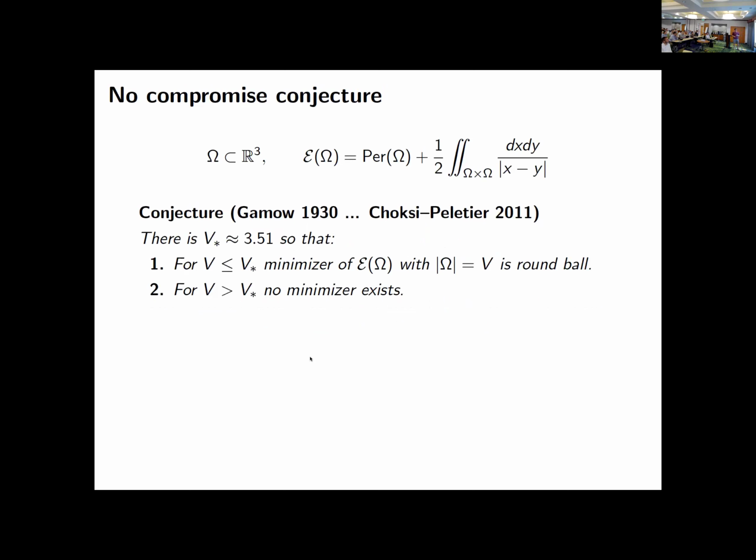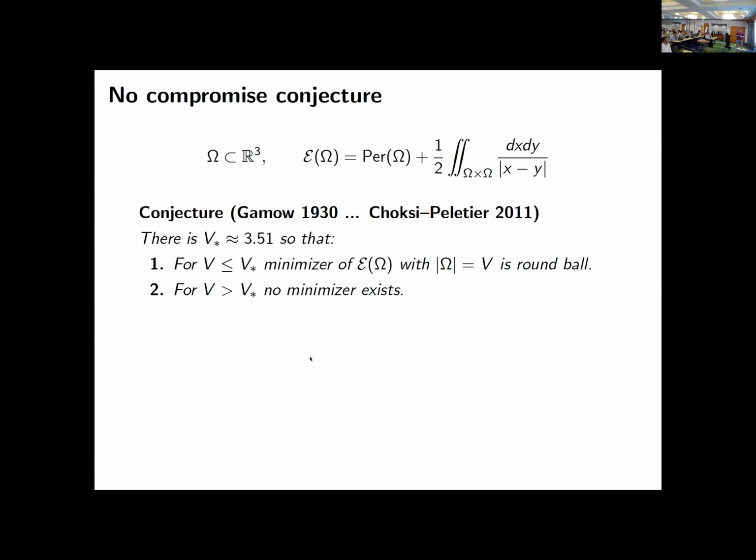So if you read Gamow's original paper, you don't see exactly this conjecture, but of course he's a physicist, so he doesn't state exactly what he's doing. But this model and this conjecture was kind of well understood in the physics literature since the 30s. But then it was discovered by mathematicians in 2011.